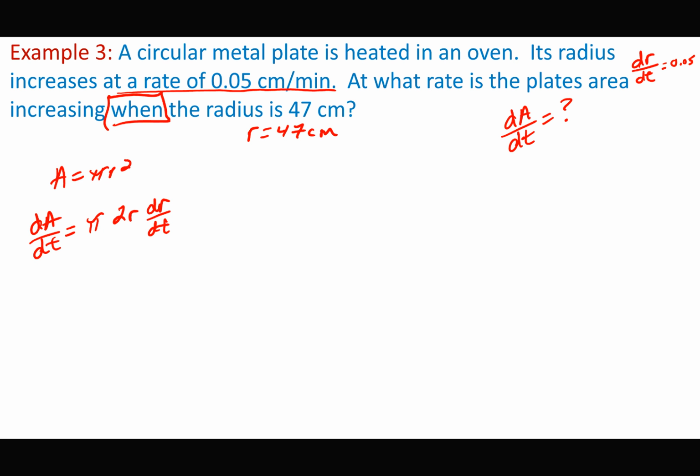This one conveniently already is set up to equal dA/dt, which is what we're trying to figure out. So we have pi times 2 times r. Now we can substitute that r in, 47, times dr/dt, which we also know is 0.05. Work all this out, and I end up with 4.7 pi.